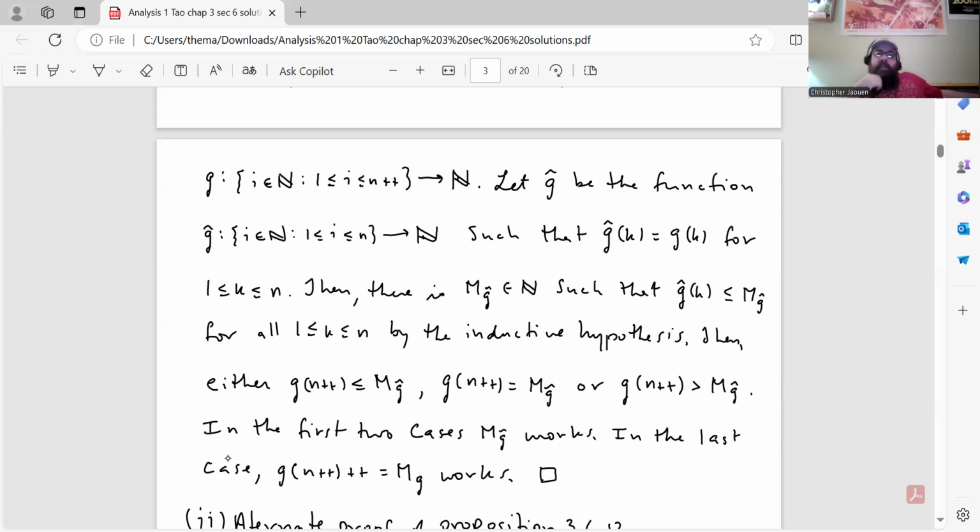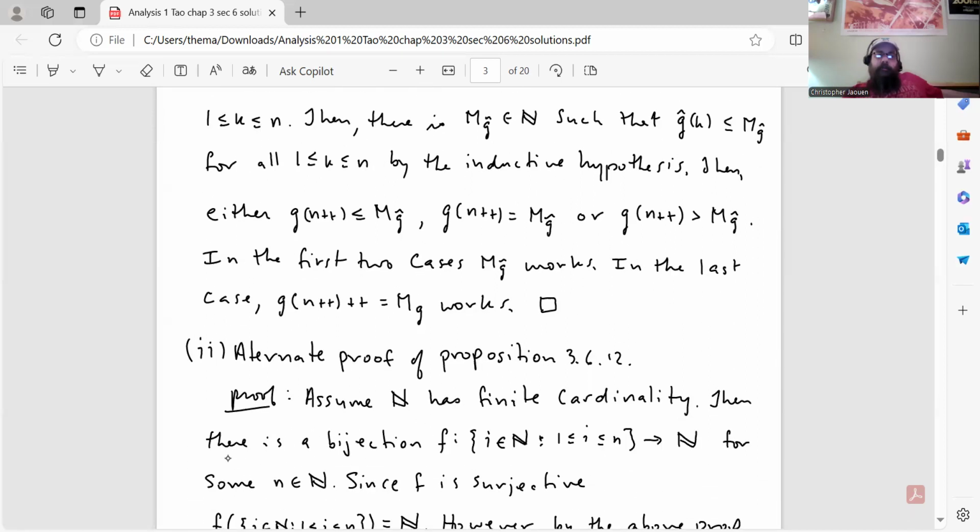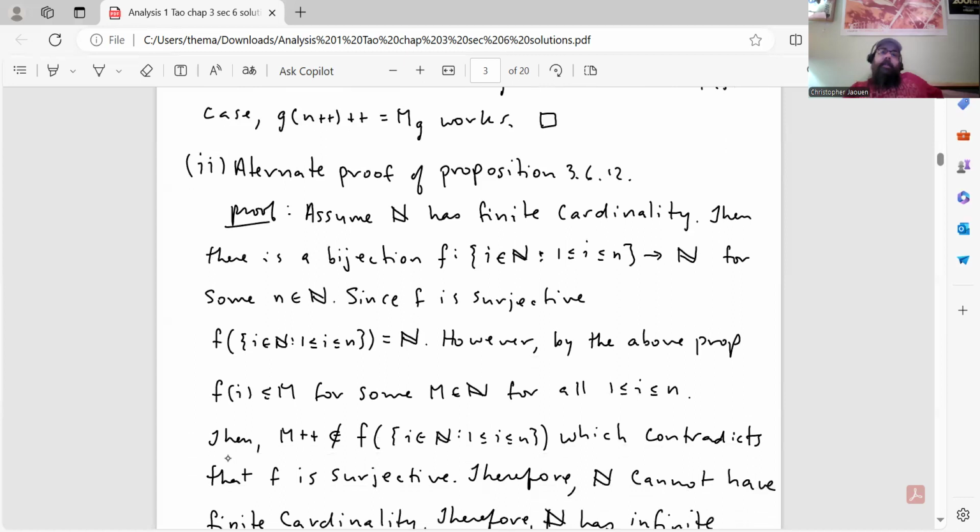In the first two cases, m sub g hat works. In the last case, just take the successor of g of the successor of n, and if you take that as m sub g, that works. Okay, and then we can use that to provide an alternate proof of proposition 3.6.12.